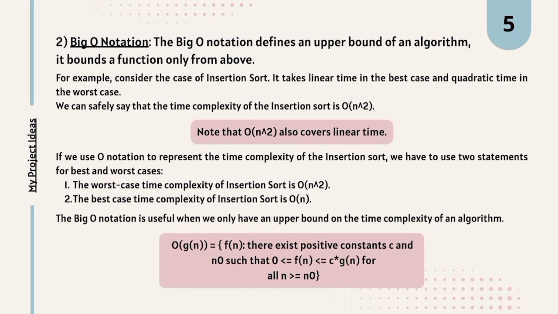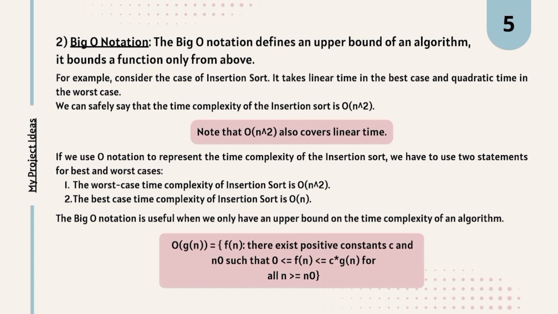If we use big O notation to represent the time complexity of the insertion sort, we can have two statements for the best and the worst case. Worst case time complexity, as I told you before, is big O of n square, and best case time complexity is big O of n.